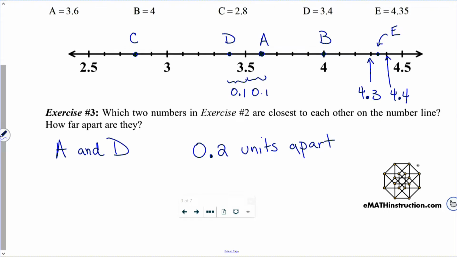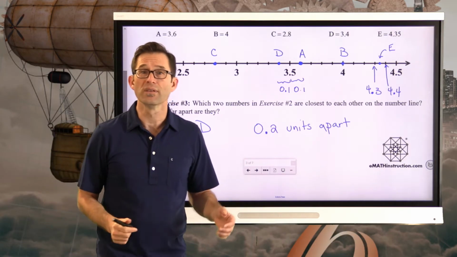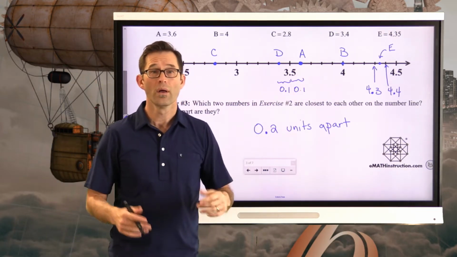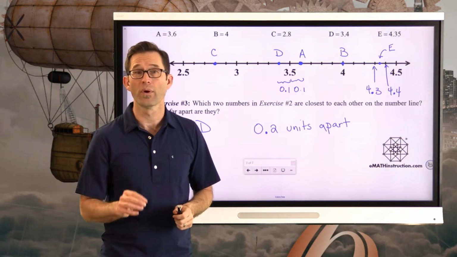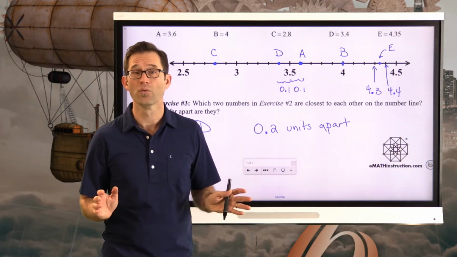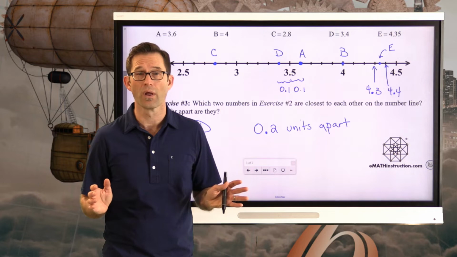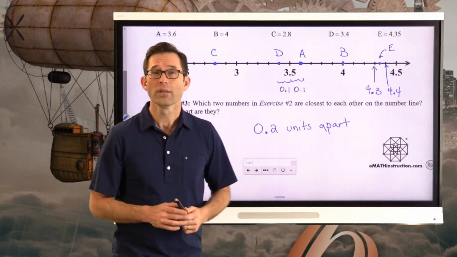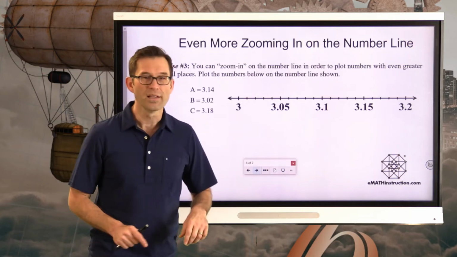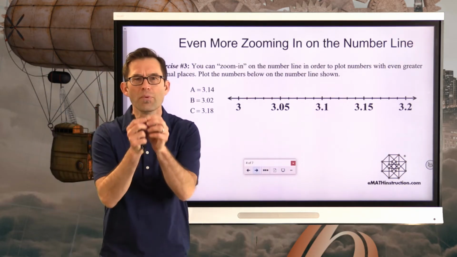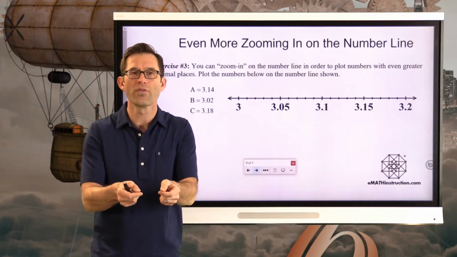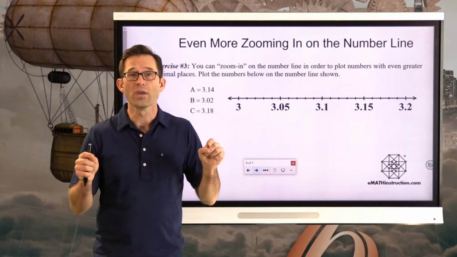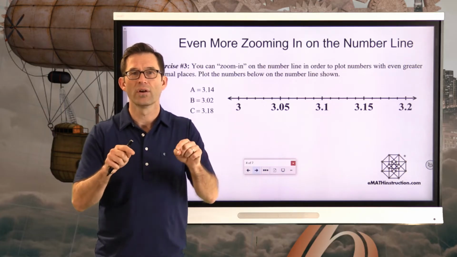Another way to do that would actually be to take their values, 3.6 and 3.4, and simply subtract them, giving us 0.2. That will always tell us how far two numbers are apart from each other on a number line. But we'll look at that a little bit more in Math 7. Anyway, let's keep going. Let's zoom in even farther, right? We could keep blowing a number line up. It's like putting it underneath a microscope and making it bigger and bigger and bigger, right? So that you can get maybe more and more accurate numbers.